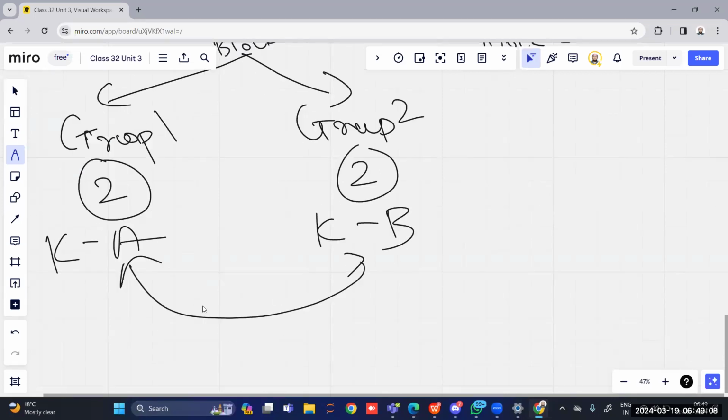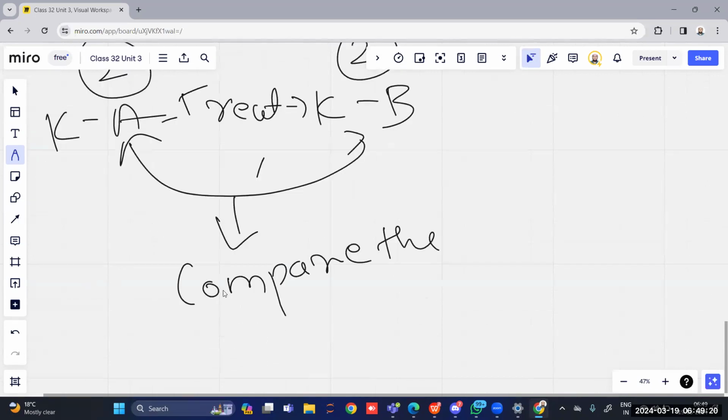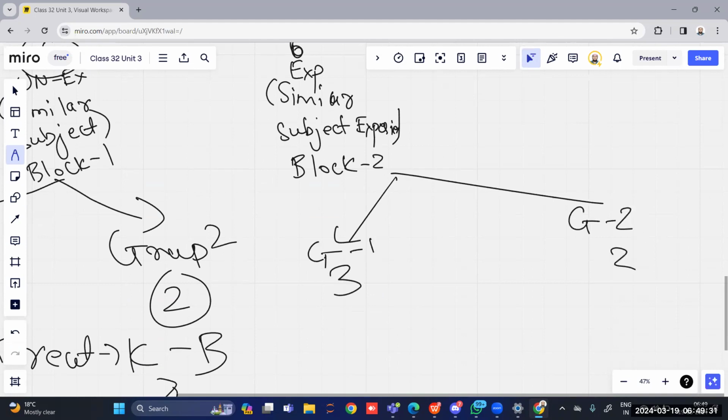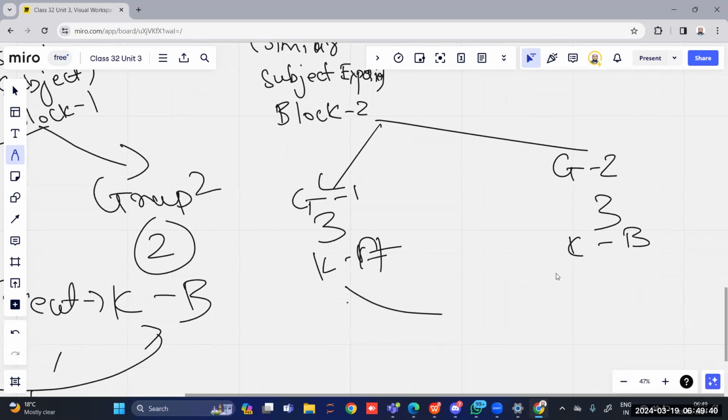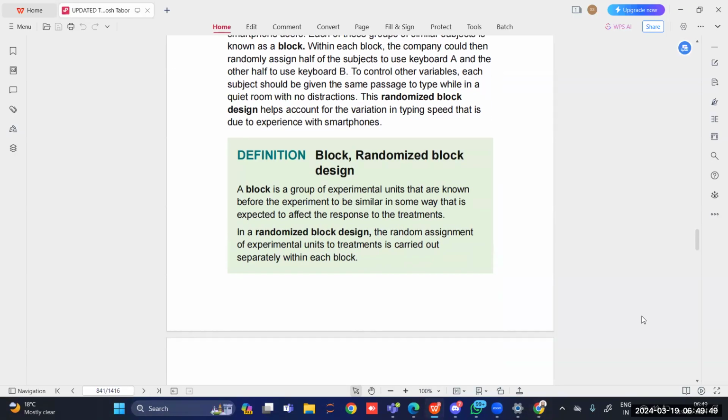This is the same as what we learned in the completely randomized design. After giving them the treatment, we'll compare the results. In block 2, again we'll distribute into two groups, G1 and G2, with three and three. We'll give them the treatment, keyboard A and keyboard B. Then we'll compare the results to see which keyboard is better, either keyboard A or keyboard B. Is it clear?